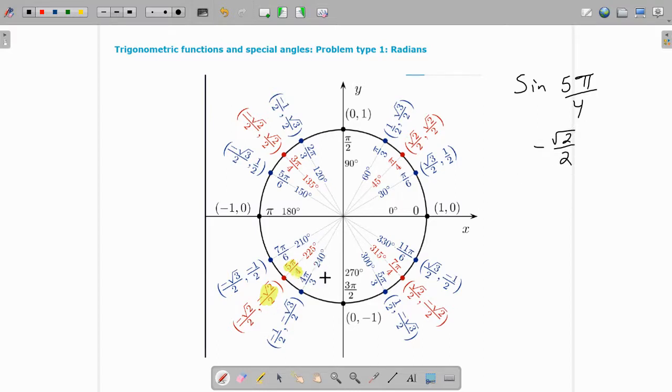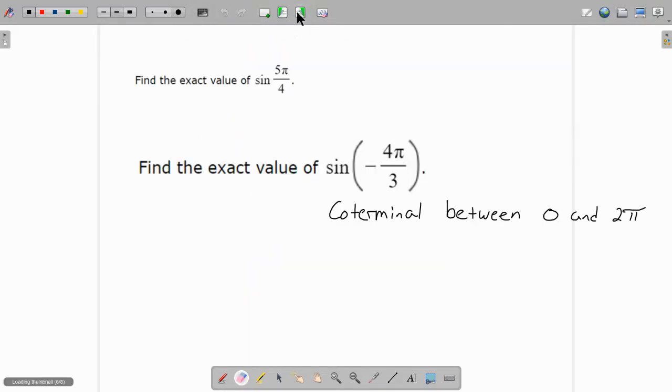They keep asking you the middle ones. That's why we keep getting the radical 2. You could get any of these points on here. Okay? Let me erase that so we can do the next problem.